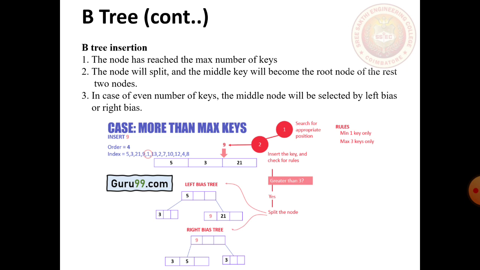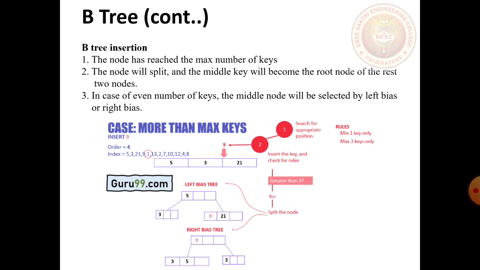Let us consider the example of order 4. When we are inserting the nodes 5, 3, 21, it does not create any problem in inserting the nodes into the B-tree. When we try to insert the node 9, it will reach the maximum number of keys. So in this case, we need to split the node into two different halves. If we go with the left bias, the middle elements will be 5 and 9, so the 5 can be considered as the root node. If it is based on the right bias, the 9 can be considered as the root node.